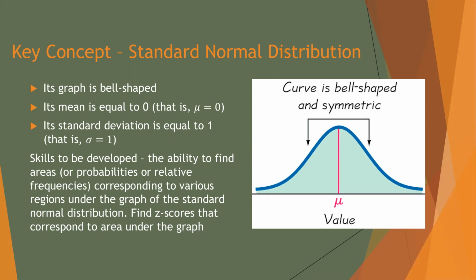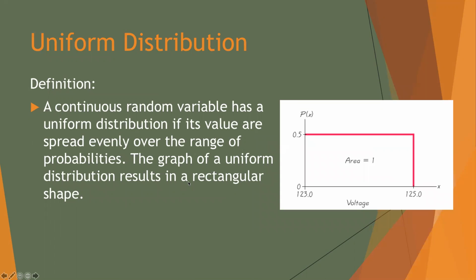So the skill that we want to develop here is to be able to find the area or probabilities of relative frequencies. For example, if mu is equal to 0, the area or probability of values lying less than mu, hopefully you think that is 0.5, because this side would be 0.5 to the left of the mu line right here, and this green area over here would be 0.5 as well. If you sum them together, you'll find that they equal 1. That's the big idea behind probability distributions.